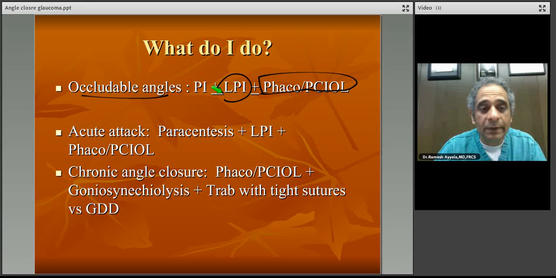Now, some of these patients have such shallow chambers and such high positive vitreous pressure that it's difficult to enter the chamber. In these kinds of patients, giving IV Diamox half an hour to 1 hour prior to the surgery will decompress the vitreous to some degree and make your surgery easier.